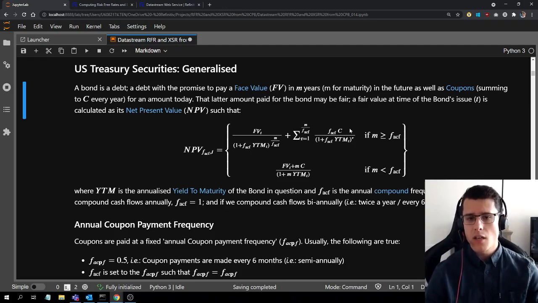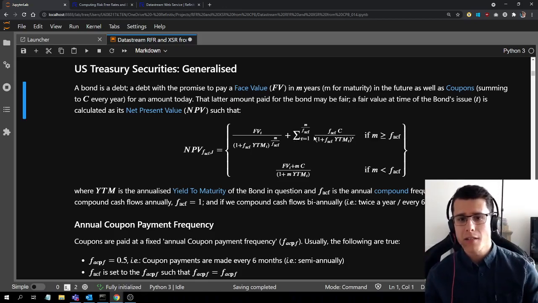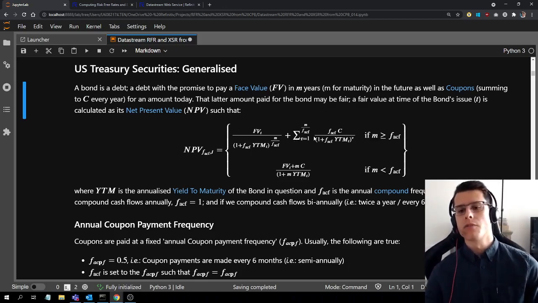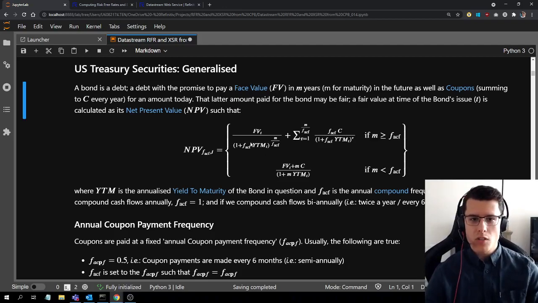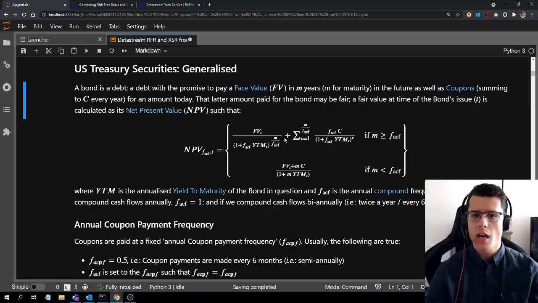This on the right is within a summation. Each part of a summation is called a summand, just to let you know, because I'm going to use this lingo coming forward. And this on the left is not part of the summation. It's what's called the face value of the bond. So I'm discounting it, as you can tell, with the yield to maturity at the bottom. And we're putting it to the power of whatever it is that we're looking for in terms of time periods. So here, M is the maturity. FACF is also, again, the annual compound frequency.